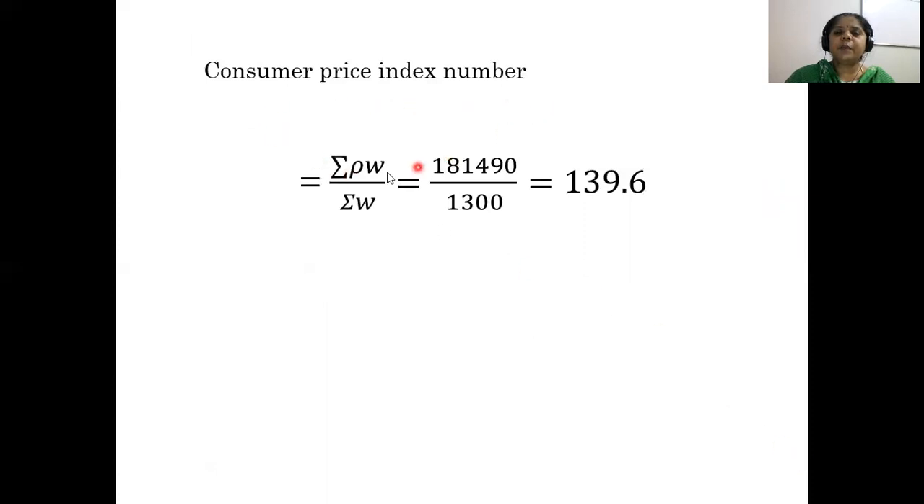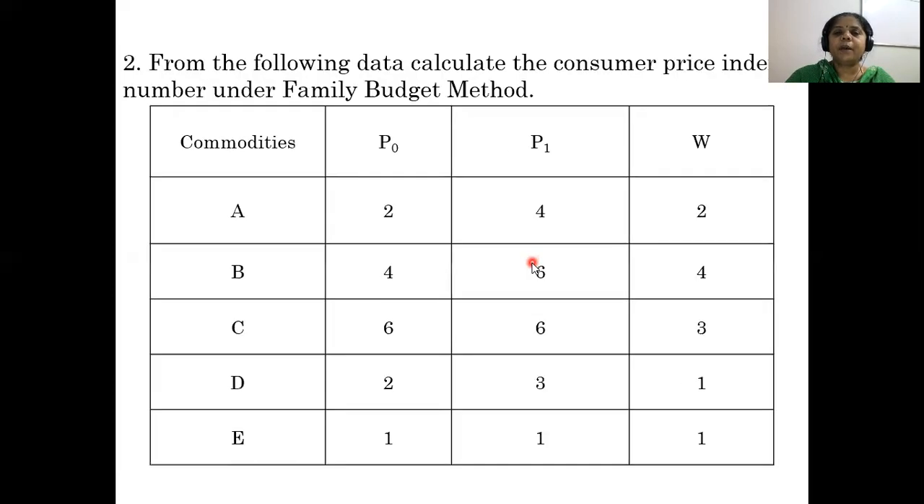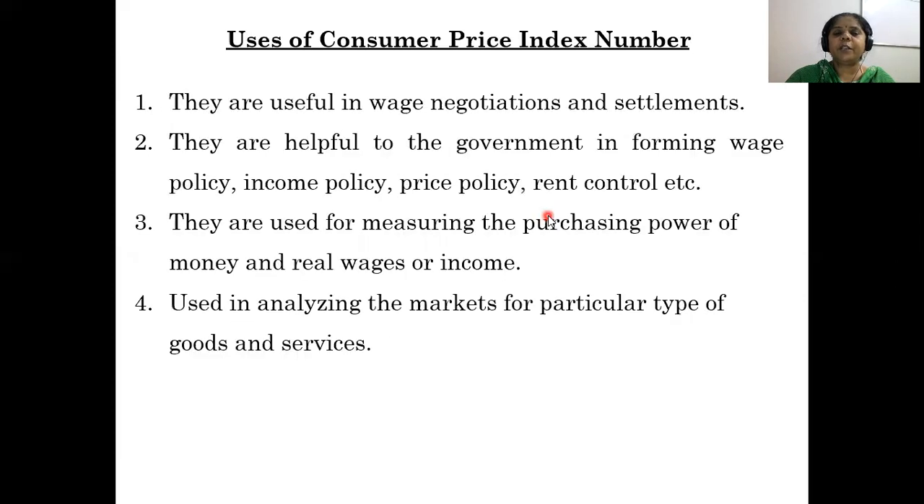Consumer price index number is equal to sigma PW, sigma price relative into weights, divided by sigma total weights. Okay. So 1,81,490 divided by 1,300, you will get 139.6. Okay, students, to sum up, this is how they are going to ask the consumer price index number under family budget method in the exam.